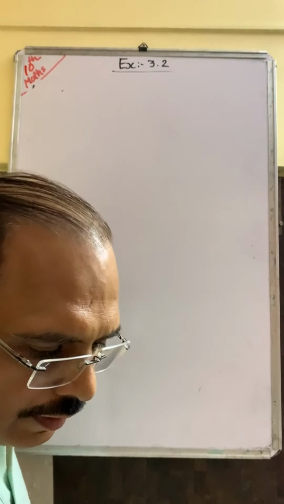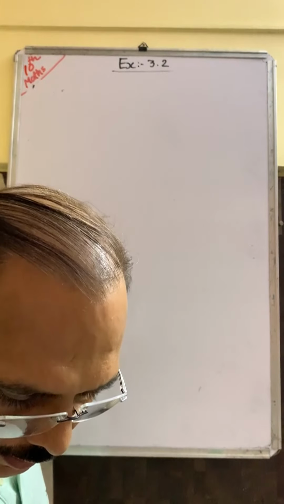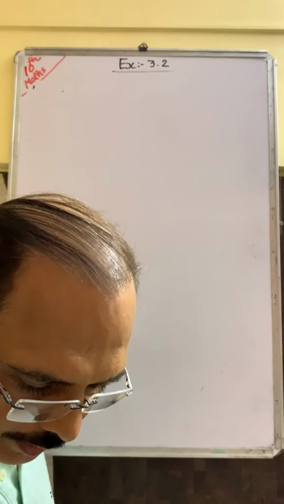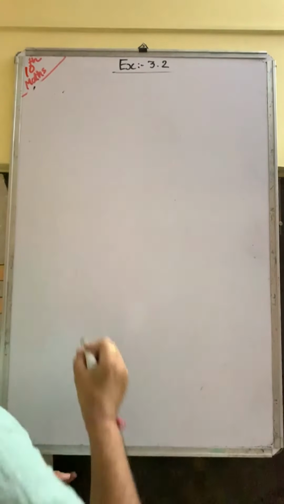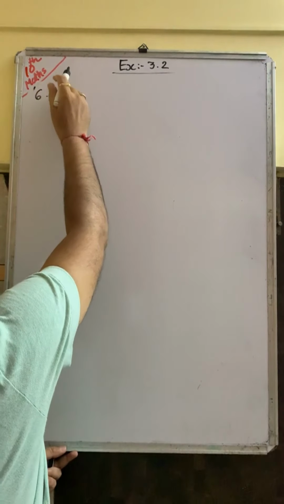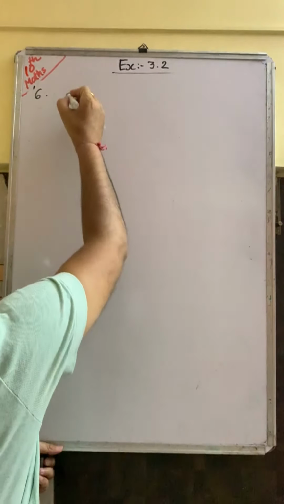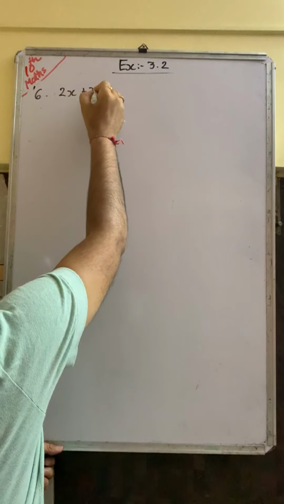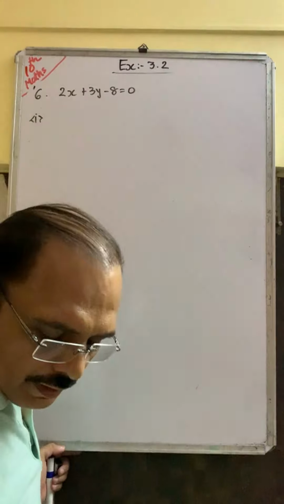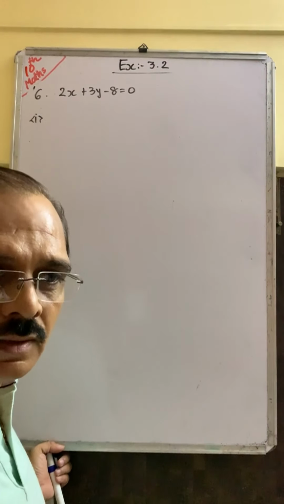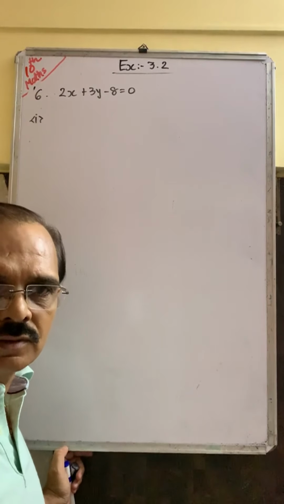Given the linear equation, write another linear equation in 2 variables such that the geometrical representation of the pair so formed. Again, our formula, 3 chances. Equation is given 2x plus 3y minus 8 equal to 0. Now the first is write the second equation, means you have to write it randomly. It means you have infinite answers.